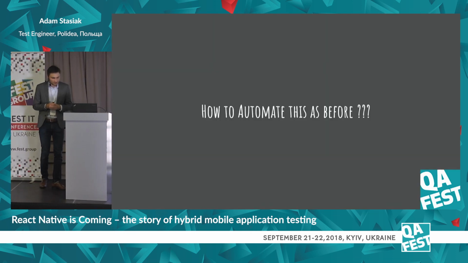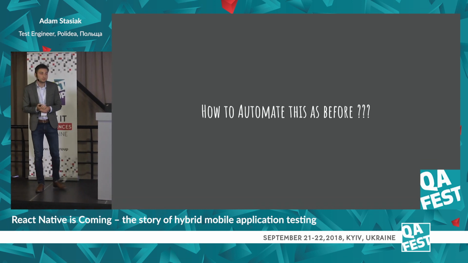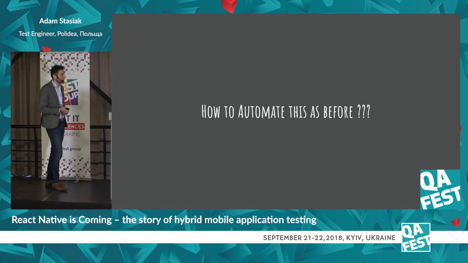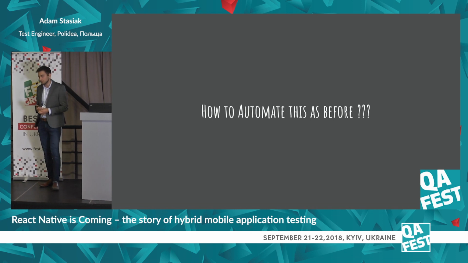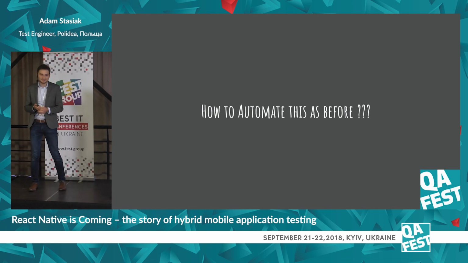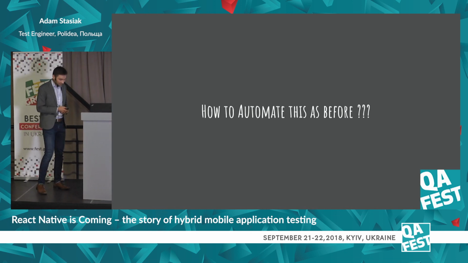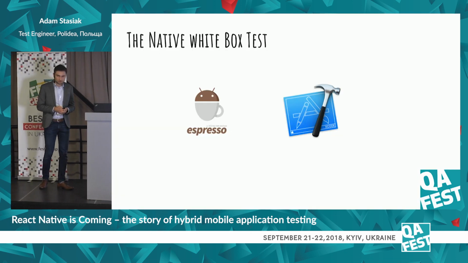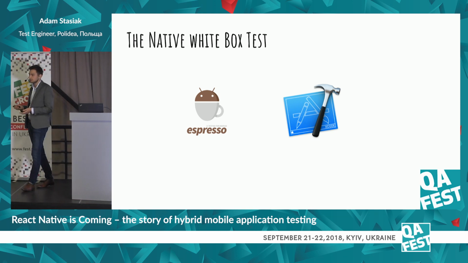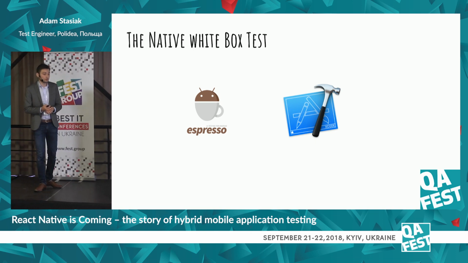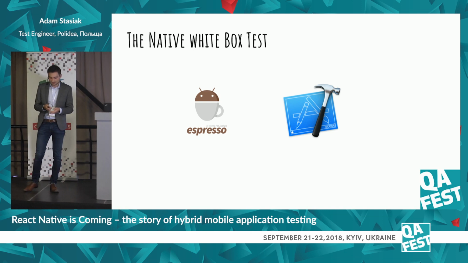We have a question. We were testing native applications. We know the tool set for this and the required equipment, but how do we automate this as before? We have to be prepared for writing tests and checking everything in a new environment. I can suggest some approaches. The first one is using native tools that we currently use for native development. For Android, it's Espresso, and for iOS, it's XCUITest.